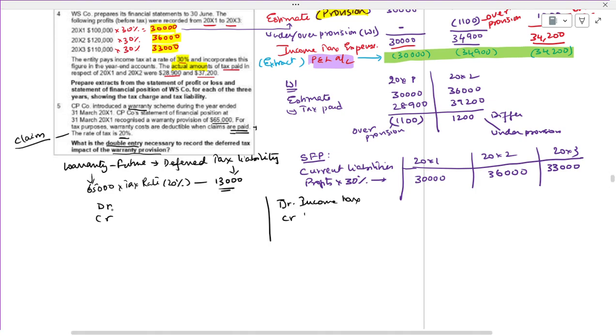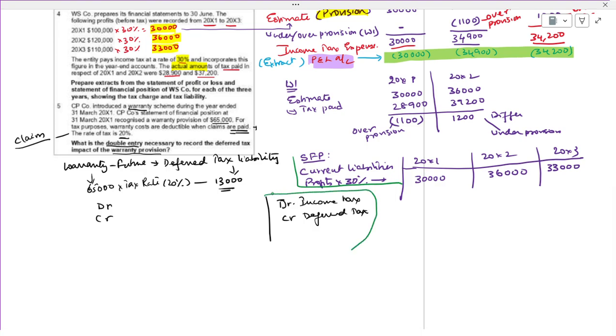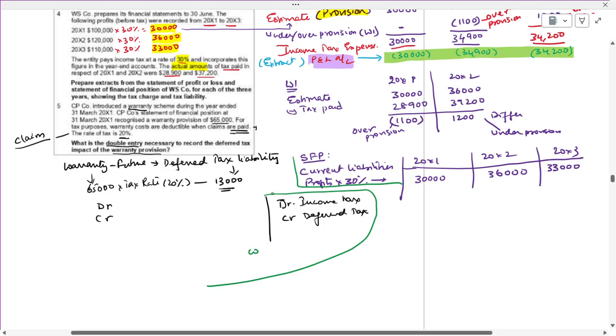And credit will be what? The credit will be deferred tax. Okay, deferred tax. This will happen when it is going to be paid. Okay, when it will be paid. I am writing this. When it will be paid in future.